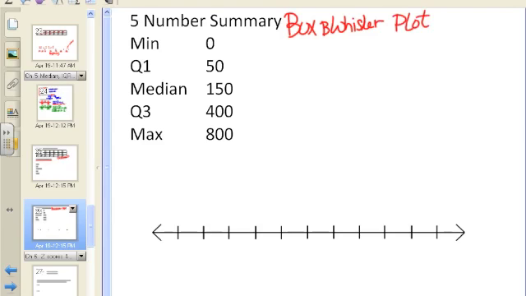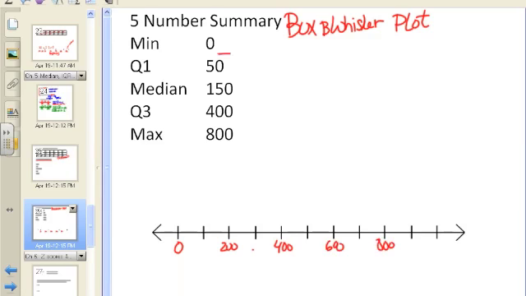Now, the first thing we want to do is put some sort of scale. So I have a number line here, and I have to go from 0 to 800. So I'm going to go ahead and count by 100s. So 100, 200, 300, 400, 500, 600. I'm not writing them in every space simply because my marker's too big. It'll get a little squishy.